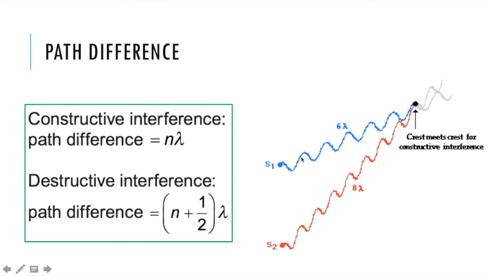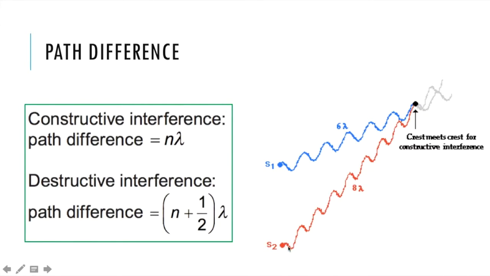This is an image that I think will be helpful to visualize why that happens. Same sort of deal here. We have two sources, call them S1 and S2. The source S1, let's say, goes to this point in space. S2 also goes to that point in space. And so when they meet, we think about what type of superposition we have, what type of interference. S1 travels 6 full wavelengths to get to that point. We can see 1, 2, 3, 4, 5, 6 crests in distance. The red wave needs to go 8 wavelengths to get to that point.